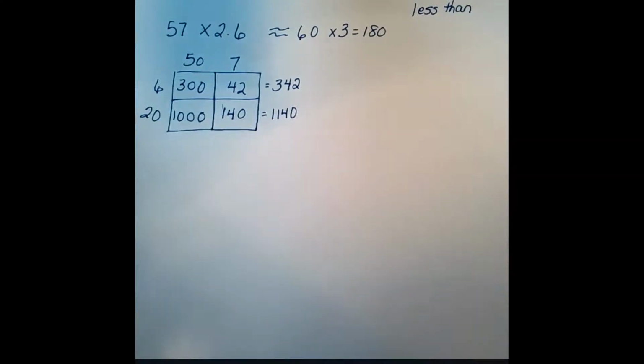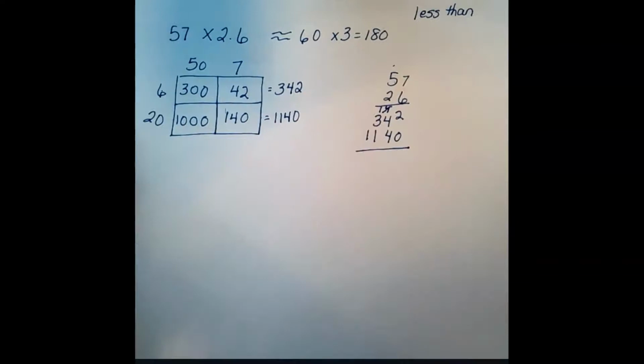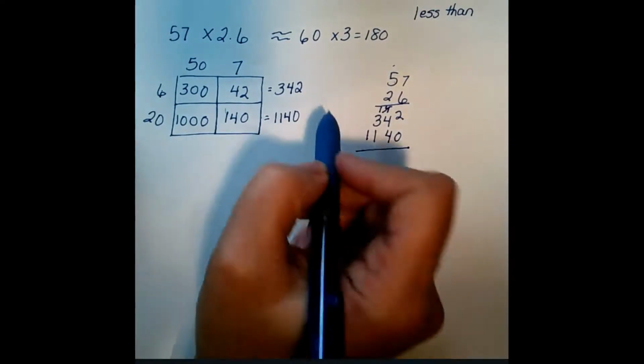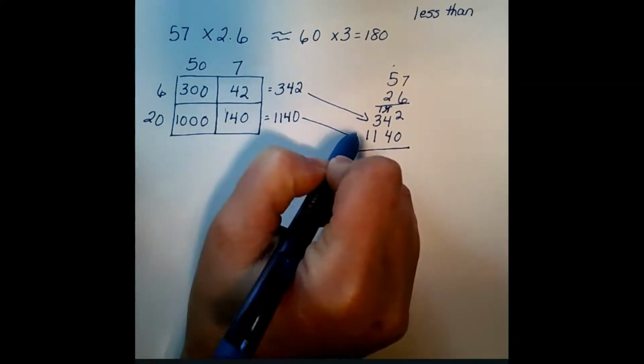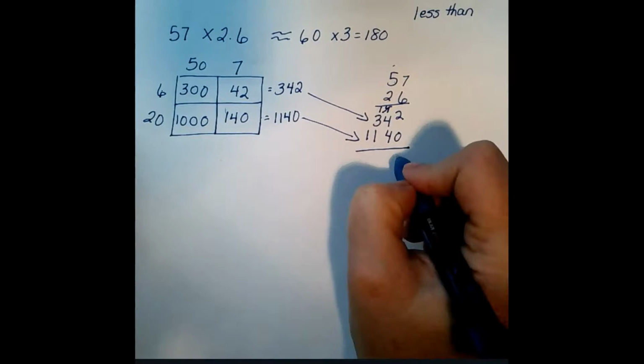Now let's solve using the standard algorithm. Once you have done so, go ahead and come back to the recording. As you can see, both strategies for solving give us the same partial products. And now we need to add them together.